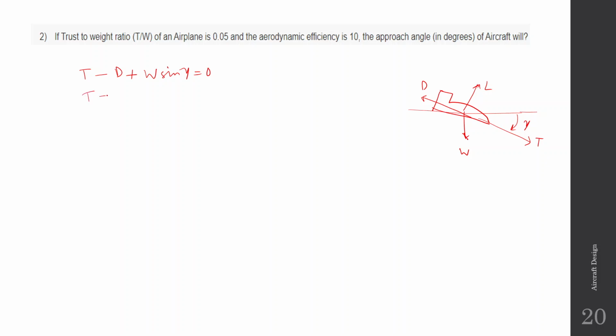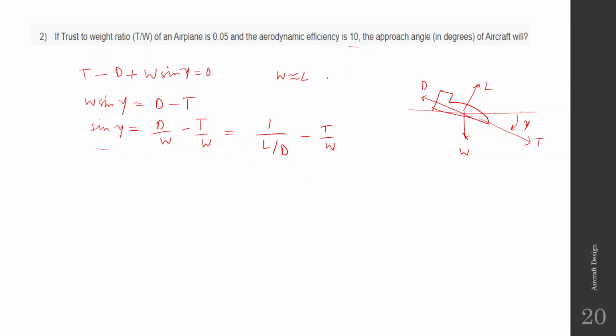So therefore you will get thrust is equal to drag minus weight sine gamma. So you get that weight sine gamma is equal to drag minus thrust, and therefore sine gamma is equal to drag by weight minus thrust by weight. And here you can assume that the weight is equal to the lift. So you will get 1 by L by D minus T by W. This is sine gamma.